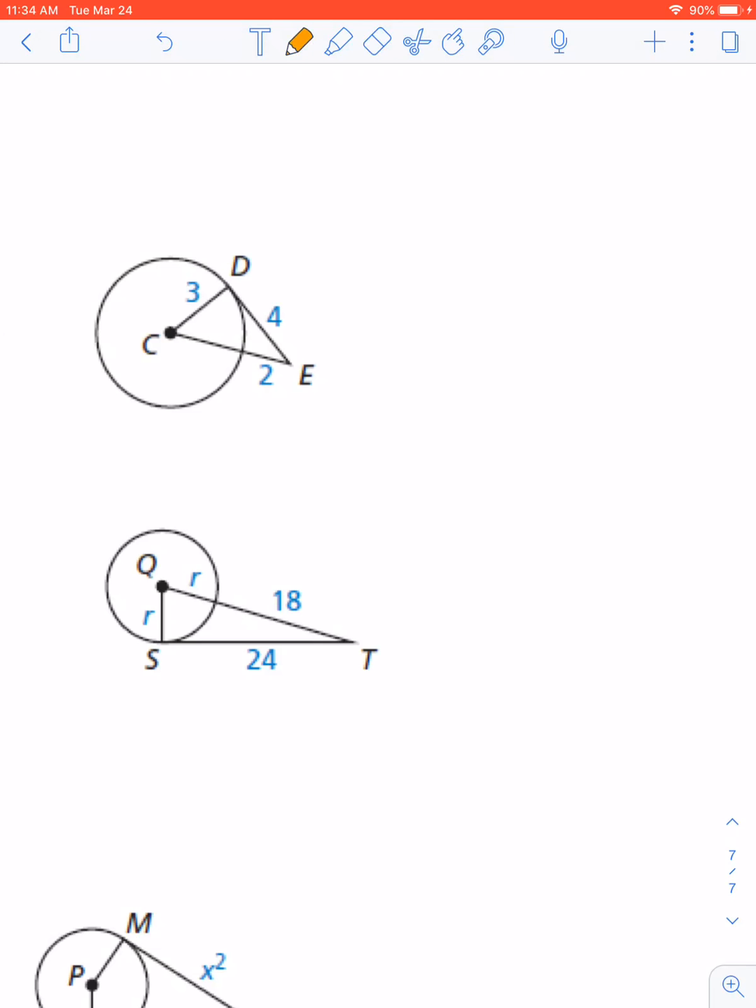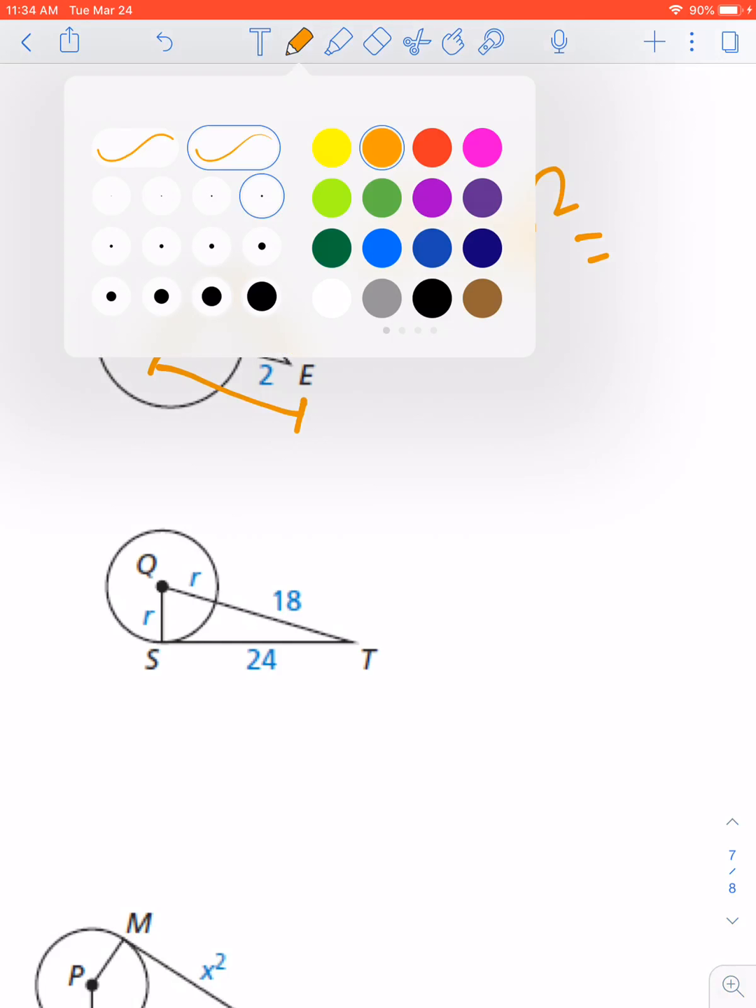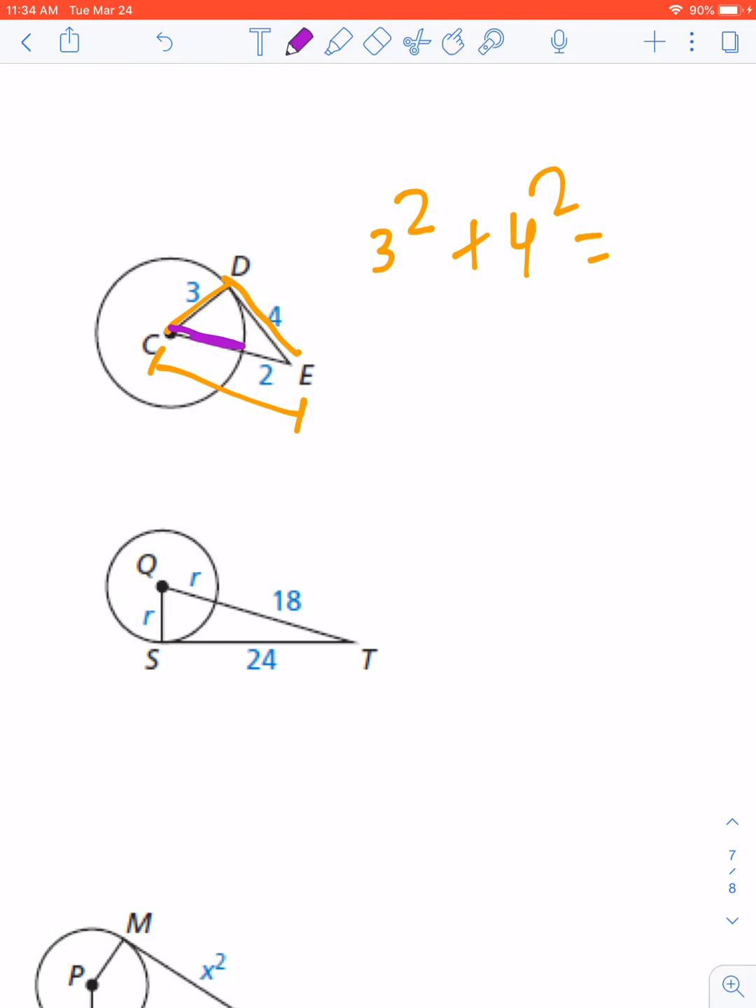All right, well, 3 is one leg, 4 is another leg, but be careful on your hypotenuse. The hypotenuse is from C to E. And kids are like, well, Nap, I don't know what this is. Yes, you do. All radii are congruent. So if this is 3, this has to be 3. So that makes my total 5.